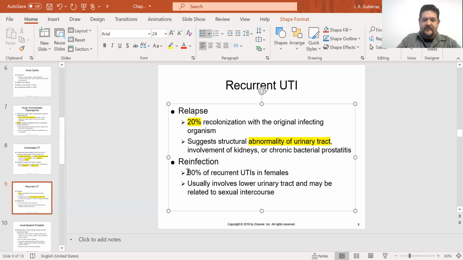Now, reinfections, patients that recover and then after a couple of weeks they have another UTI. This is 80% of the times. Usually it's acute cystitis, lower urinary tract, the bladder, acute cystitis. And most of the time is related to sexual intercourse. So we're gonna see reinfections more commonly on younger females.